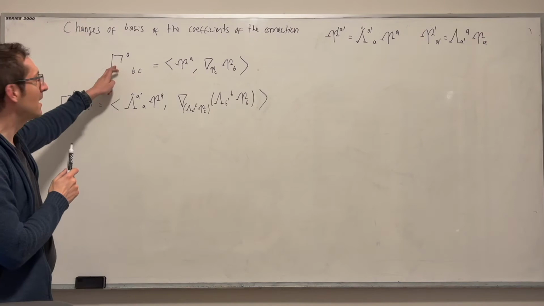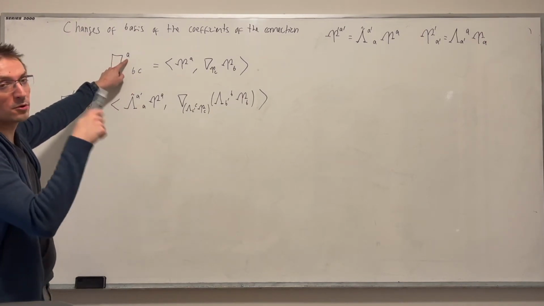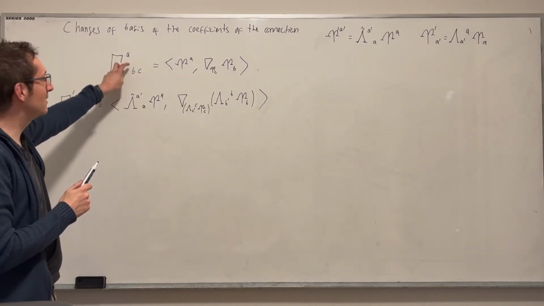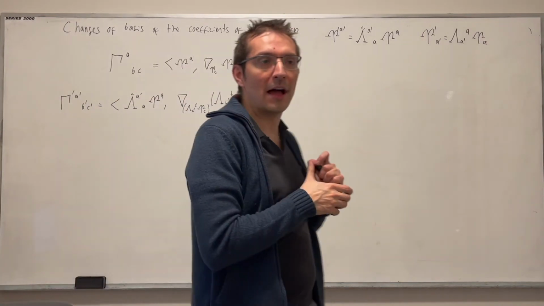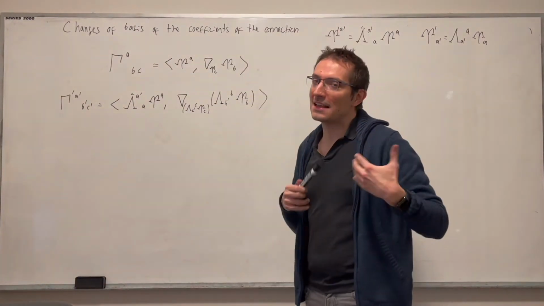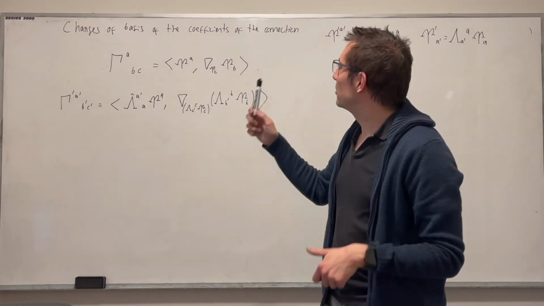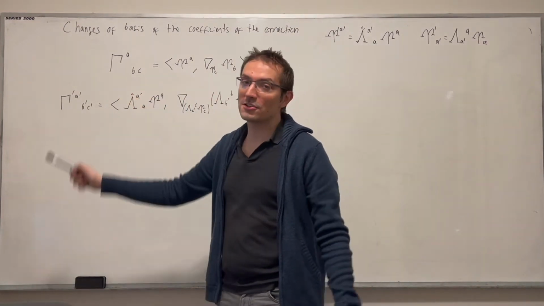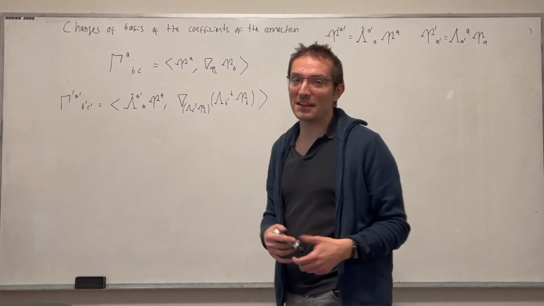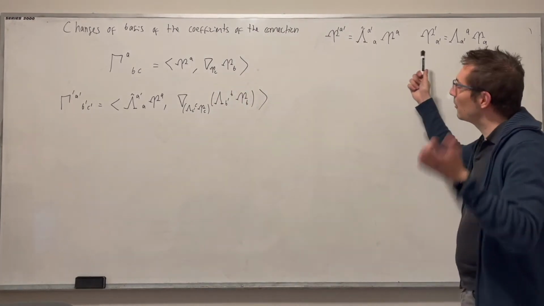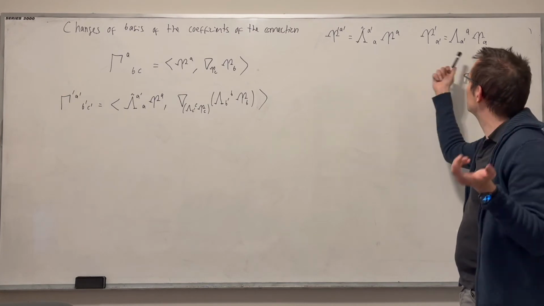A gamma has three indices: one, what we would call a contravariant index, and two, what we would call covariant indices. However, I want to make the point that not everything that has indices is a tensor. And in particular, the coefficients of the connection are not a tensor. To prove that it's not a tensor, we just need to prove how it changes under changes of basis, right?